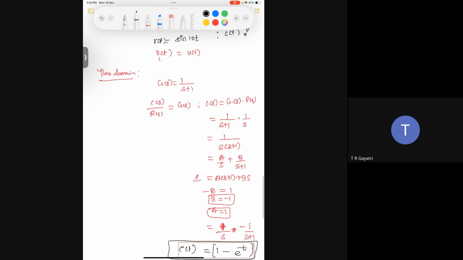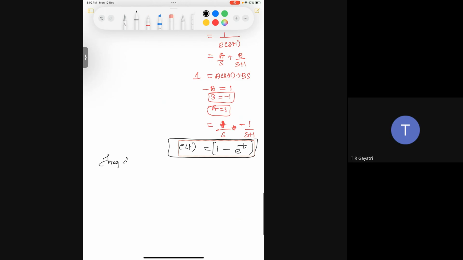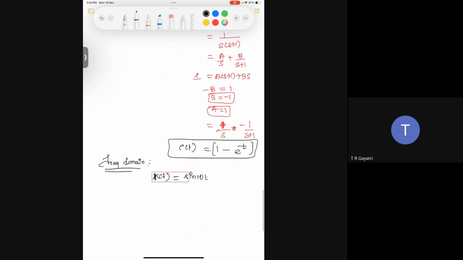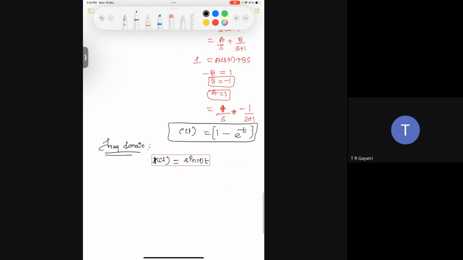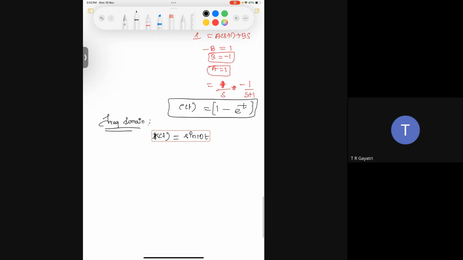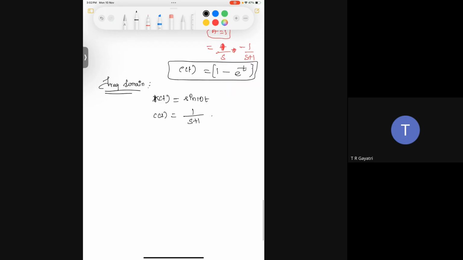Now we are going to do the same using frequency domain. Can you do along with me? Only thing is, the input u of t becomes r of t equal to sine 10t. That is a change, because in frequency domain we give the input as a sine signal, right? And analyze the output based on that. So here the input is sine 10t, and the transfer function is the same, 1 by s plus 1. This is G of s, okay?